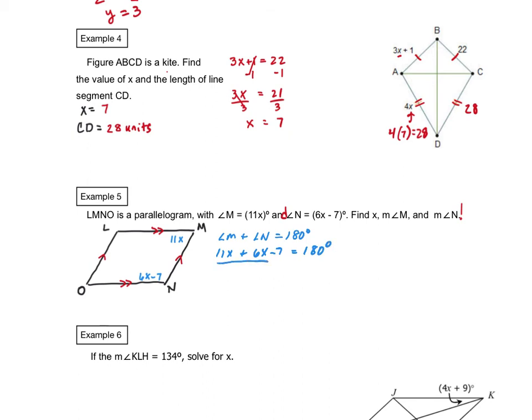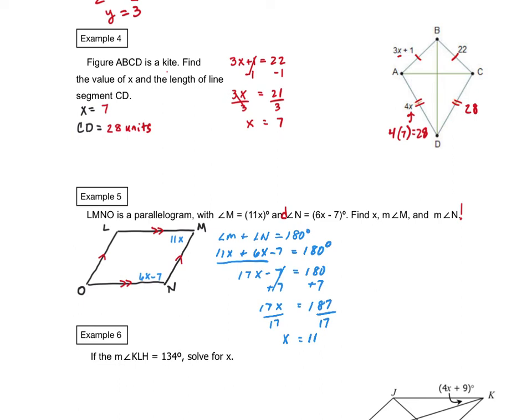Combining my x terms here, I have 17x minus 7 is equal to 180. I'm going to add 7 to both sides to zero that out. 17x is equal to 187, and I'm going to divide both sides by 17, and I hope that x is equal to 11. And yes, x is equal to 11. Sorry, I had a student step in.